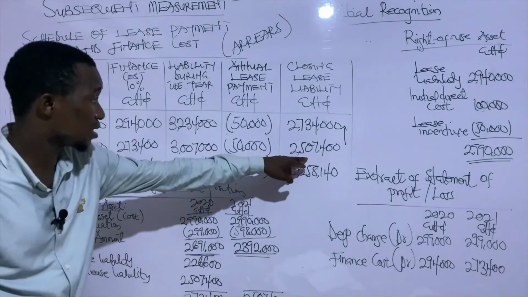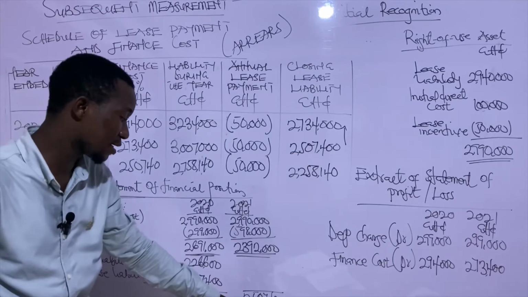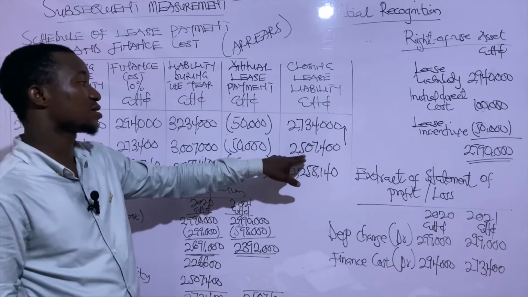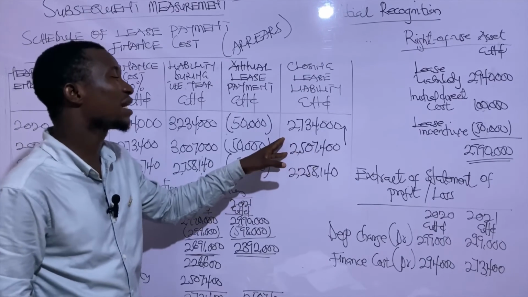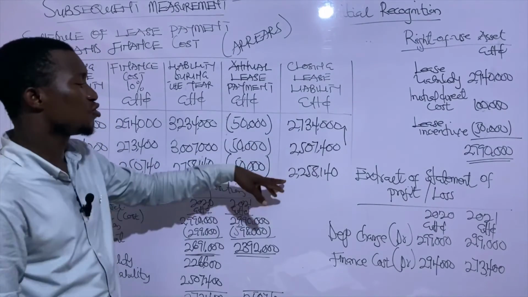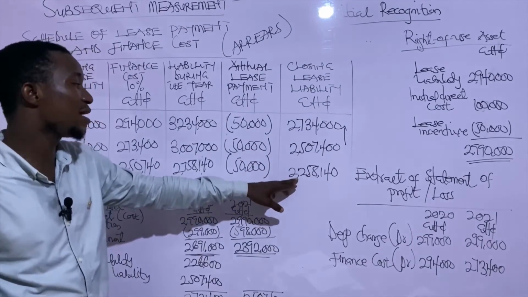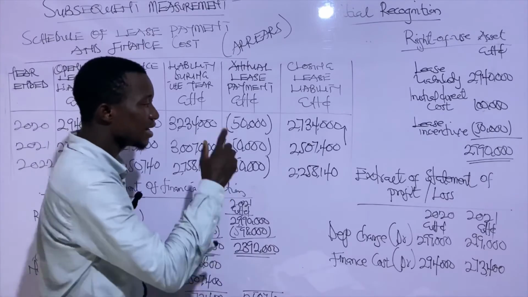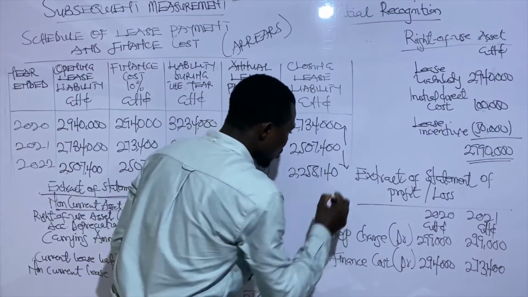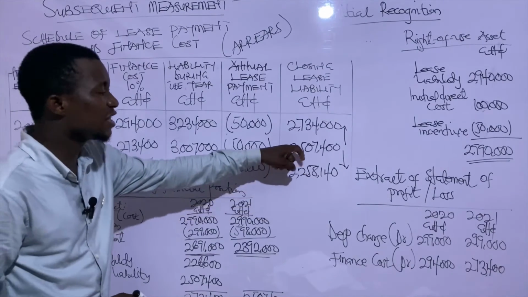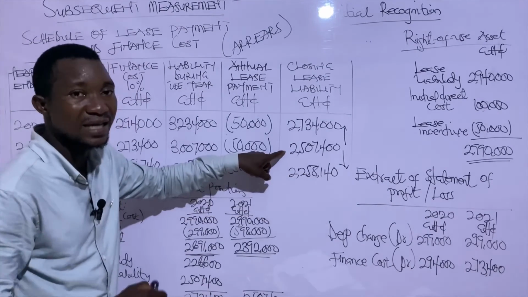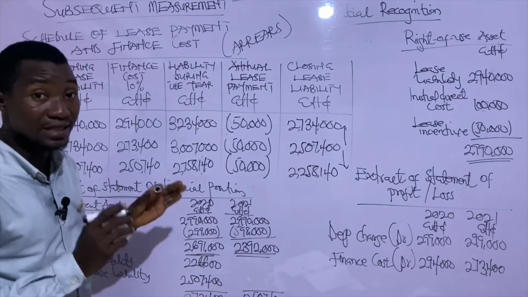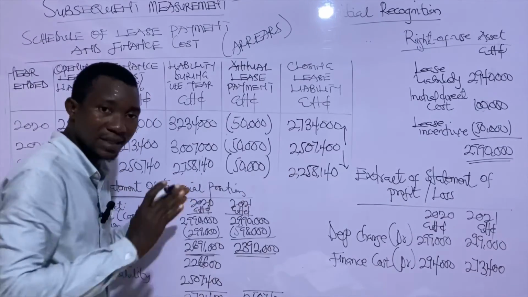So the gross here is 2,507,400 and it's here. So to split it, this 2,507,400 is the total liability in 2021. But in 2022, it reduced to 2,258,140. It means that A Limited has paid an amount. That is why it has reduced. So the difference between these two liabilities is the current component of the lease liability that A Limited has paid. Is this clear? And the remaining one is the non-current component.